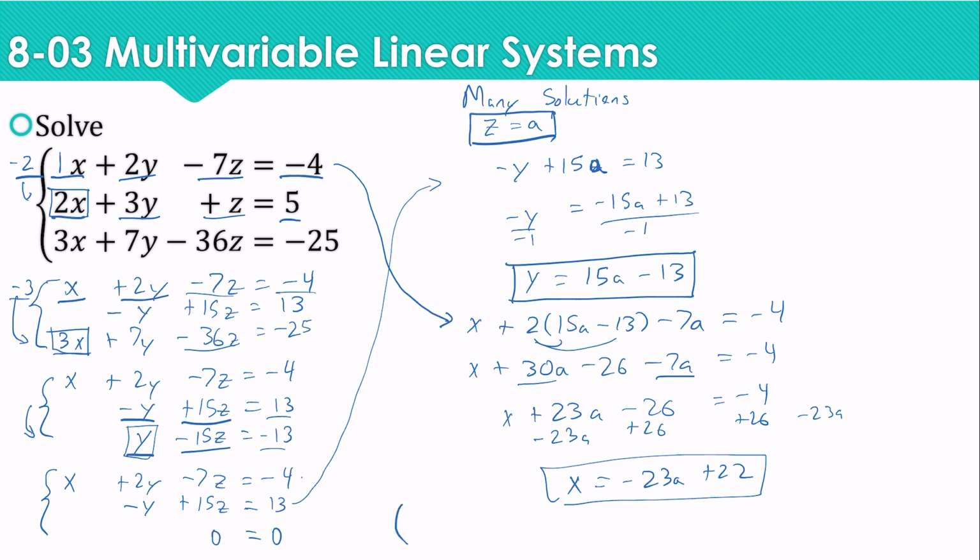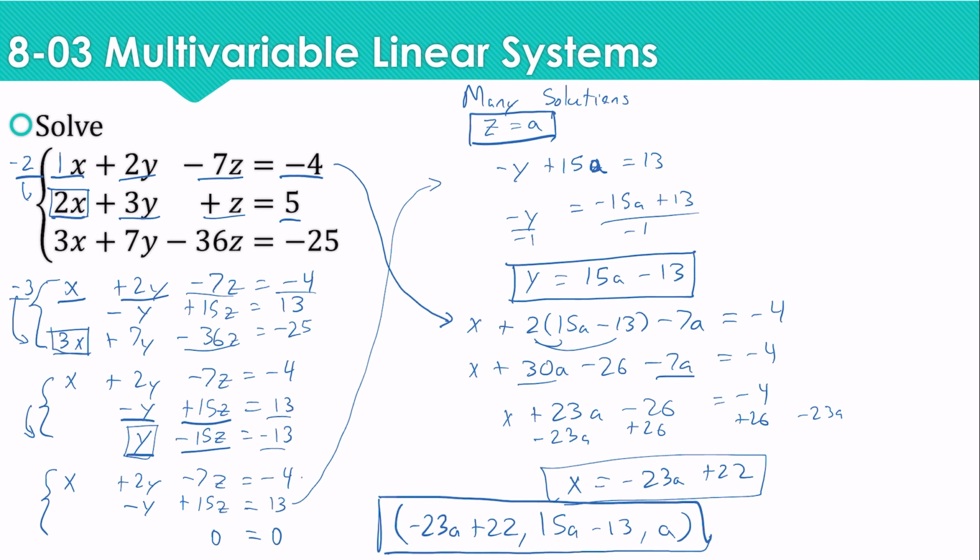So now our answer is x, y, z. And what this tells us is a could be any number, and if you plug it in, it will give you a point on the solution. So if a was 0, we'd have 22, negative 13, 0. If a was 1, we'd have negative 1, 2, 1. And all of those are points on the solution. The solution is, in this case, a line, and those are all points on that line.